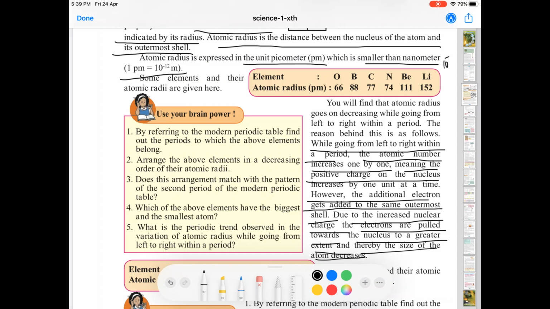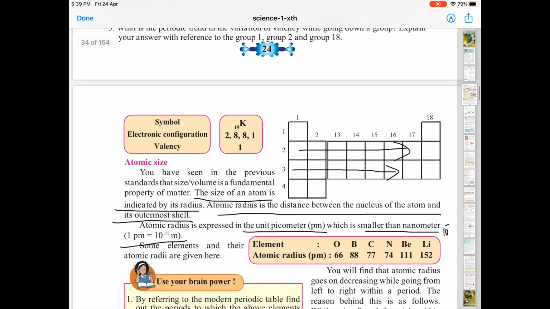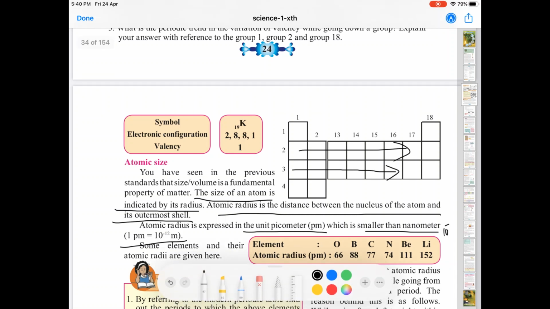So, try to understand this, that as you go from left to right in the periodic table, the number of electrons go on increasing. All the electrons are added to the same orbit.